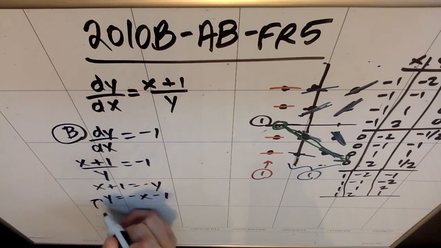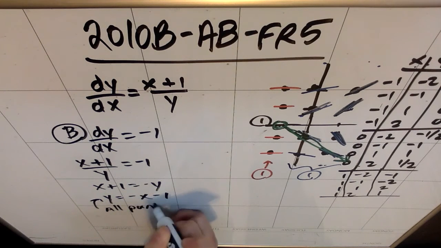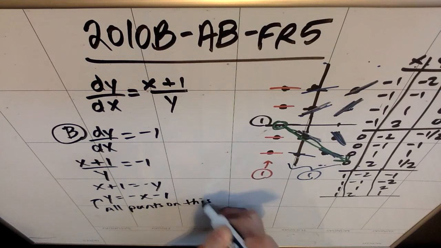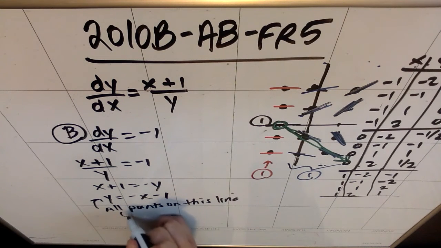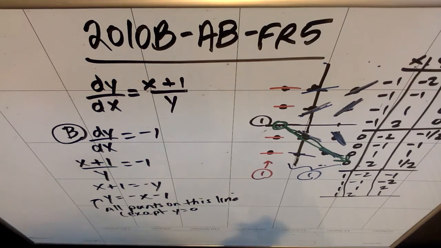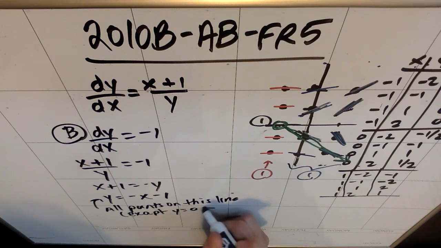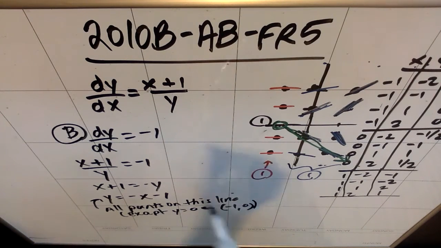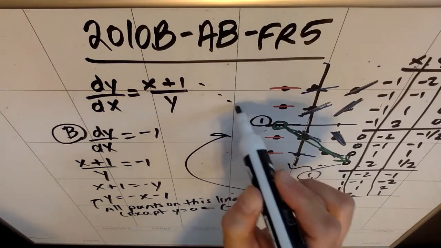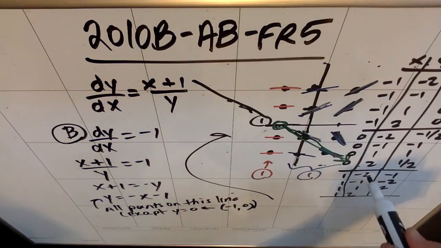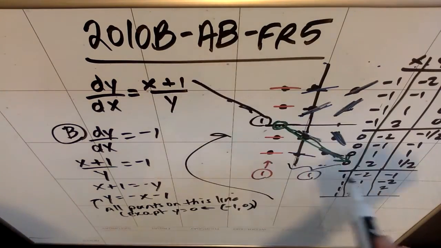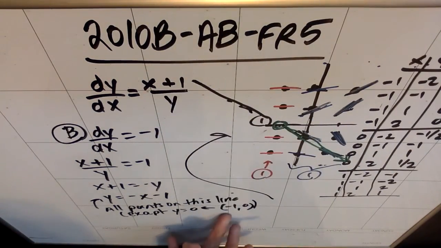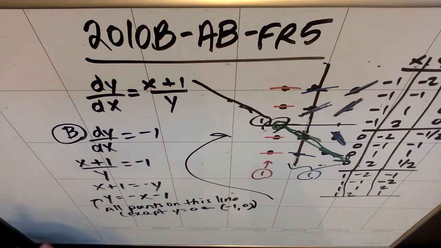So essentially, it'll be all points on this line except the one where y equals 0, right? So that would be the point negative 1 comma 0. So it's every point on this line except that. So it's really this solution curve that they just gave us. Every point on this line is going to have a slope of negative 1, except this one point where the slope is undefined.